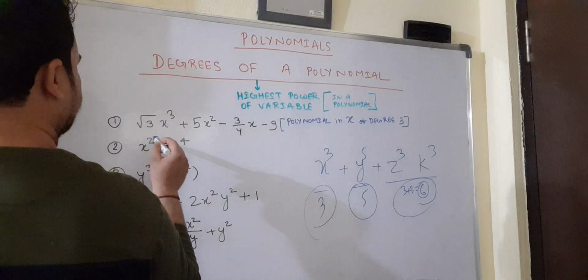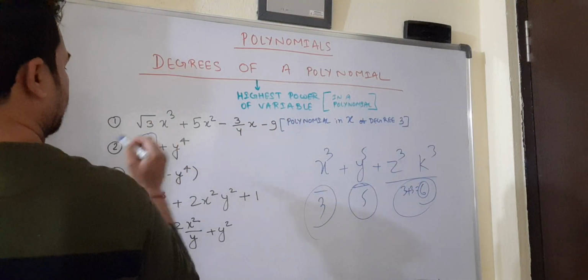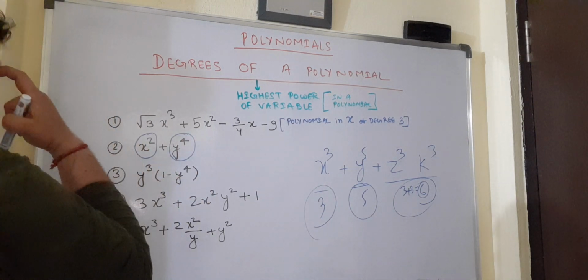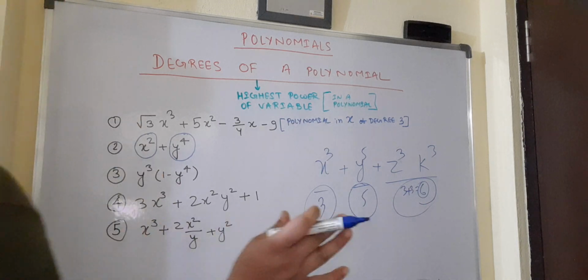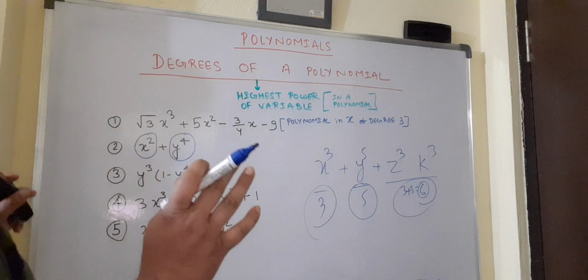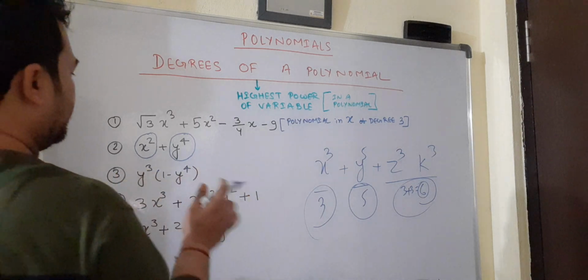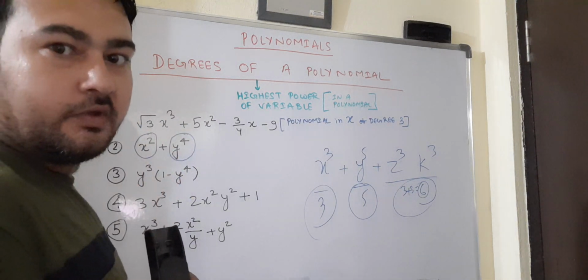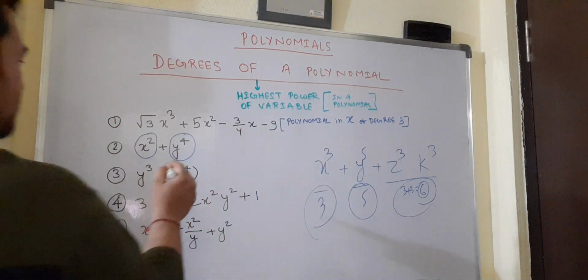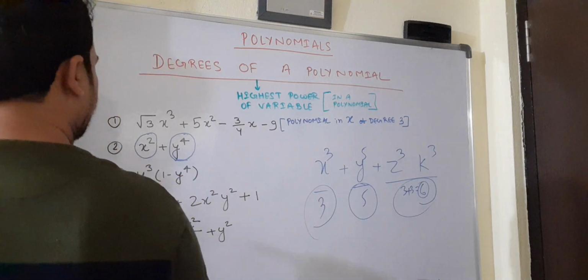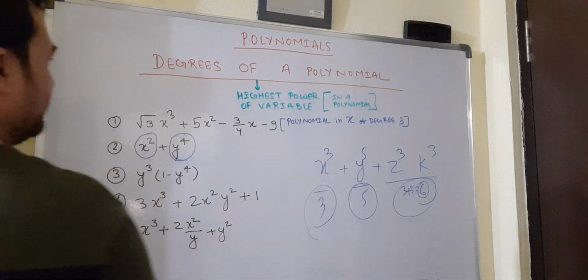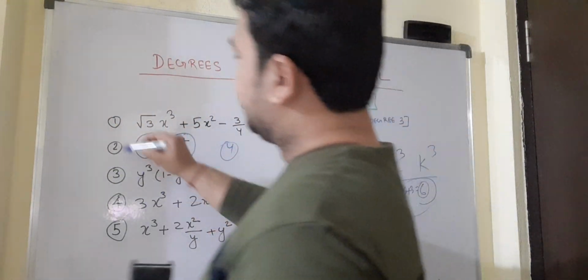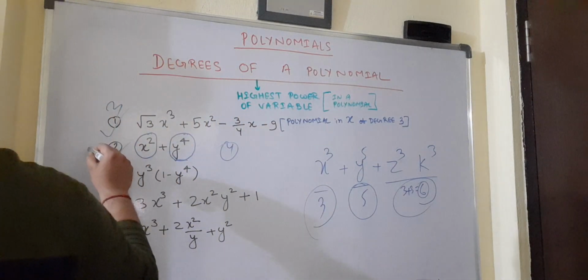See here it has x to the power 2. The variable has a power of 2. And there is another variable which has a power of 4. So if you forget there is x, y, anything, talk in terms of variable. Variable has a power 2 and variable has a power 4. Which is more? 4 is more. So the highest power of variable is 4 in this polynomial. So this is a polynomial in x of degree 4. So here degree will be 4. In the first case degree is 3. In the second case degree is 4.